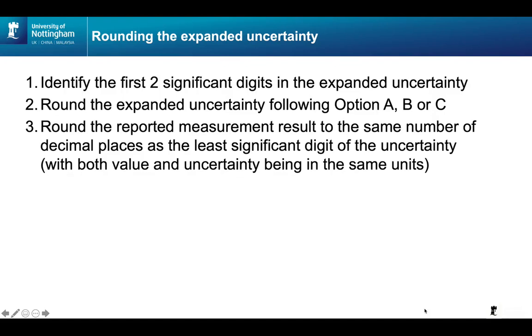And there are various rules for doing this. They come from the NIST website, in fact. There are 3 ways of rounding, and you can use any as long as you're consistent and you choose one of these for your lab or for your particular manufacturing concern. Identify the first 2 significant digits in the expanded uncertainty, round the expanded uncertainty following options A, B, C, which I'll talk about, and round the reported measurement result to the same number of decimal places as the least significant digit in the uncertainty.